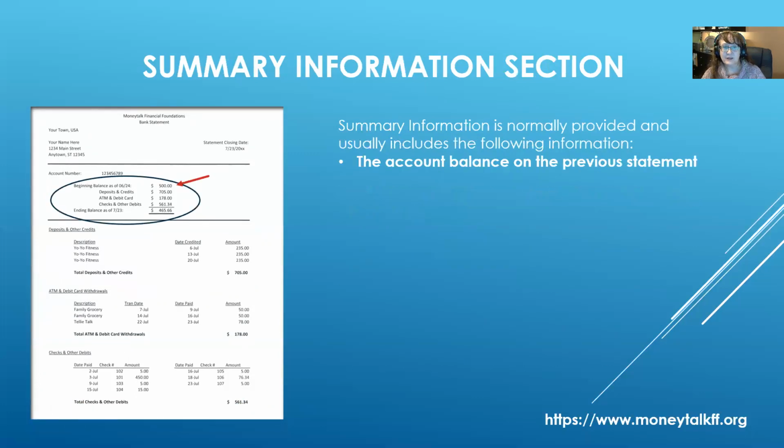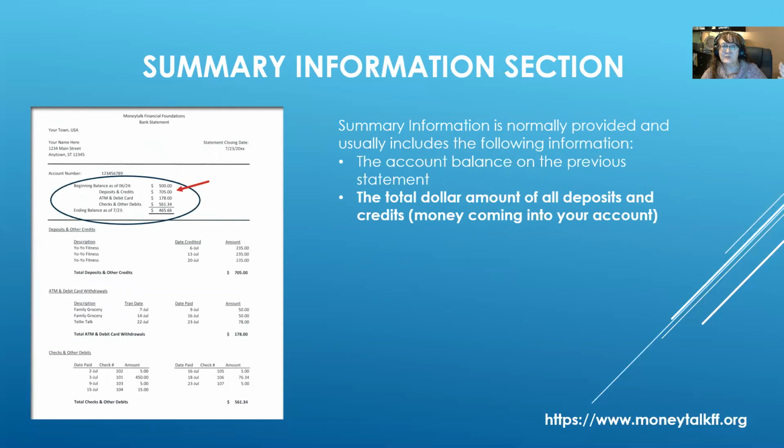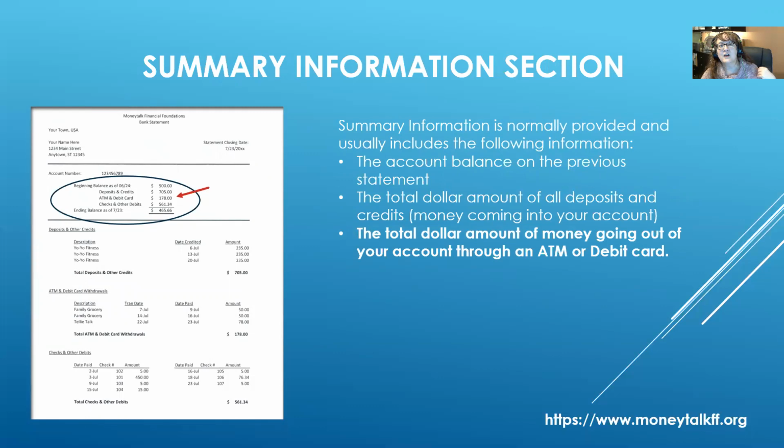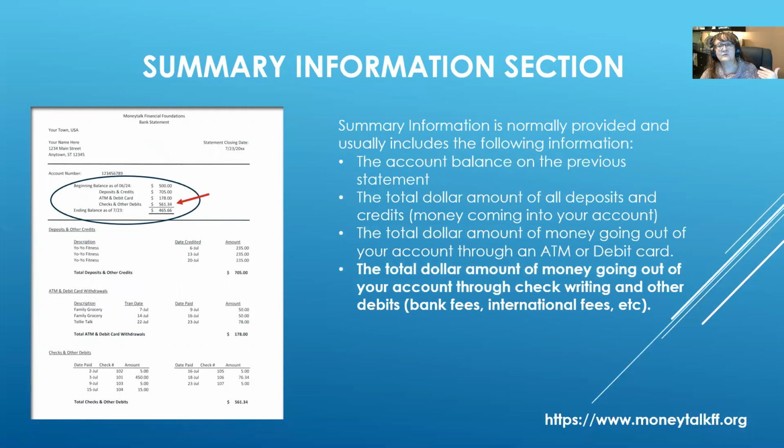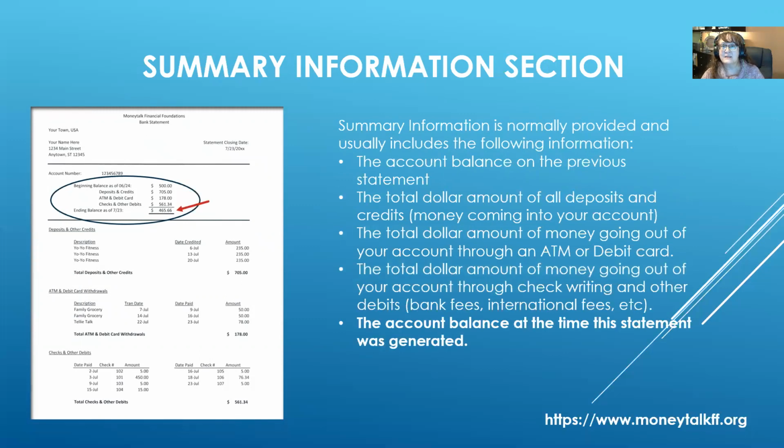So for the summary, it starts out with the beginning balance. So what's the balance at the end of last month or the beginning of this statement? They should be one and the same. Then there's the grand total of all the money coming in, your deposits and other credits, the total of all the ATM and debit card reasons for withdrawals, and the total for all the checks and other debit cards for reasons money came out, and then the total of what you have in your bank account as of the time that the snapshot was taken.